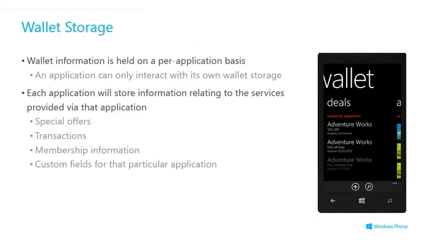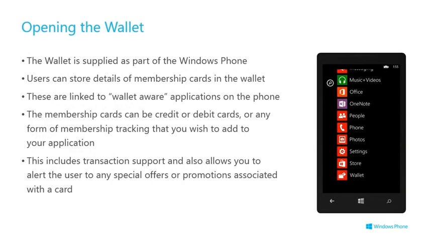All right. So there's this notion of a wallet having information on a per-application basis. So kind of a backing application for these things, holding different information. We talked about transactions and special offers. That would be like coupons, membership information, where's the next concert date for Andy's band, things like that. And then custom fields, as you might expect. So if you open the wallet, you can store the details of your membership cards, and they are linked to wallet-aware apps on the phone, which I think is an important point to make: there's going to be an app paired with every card.